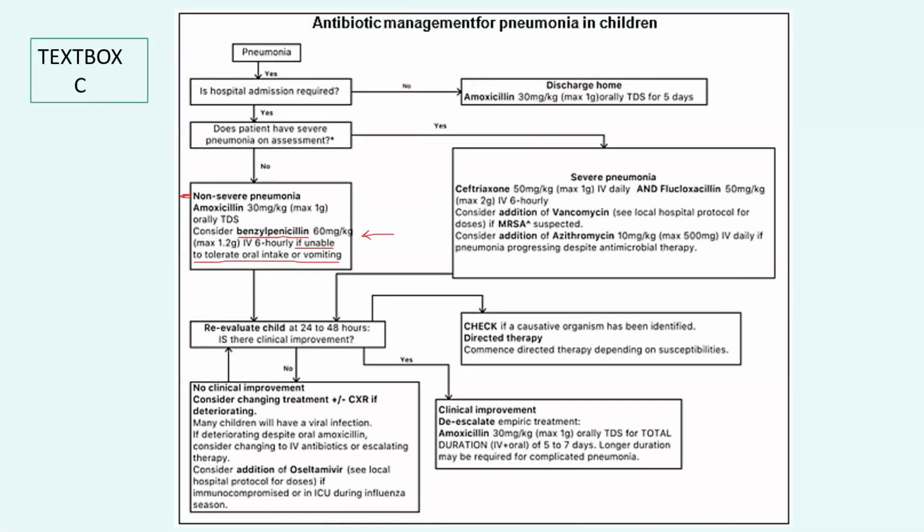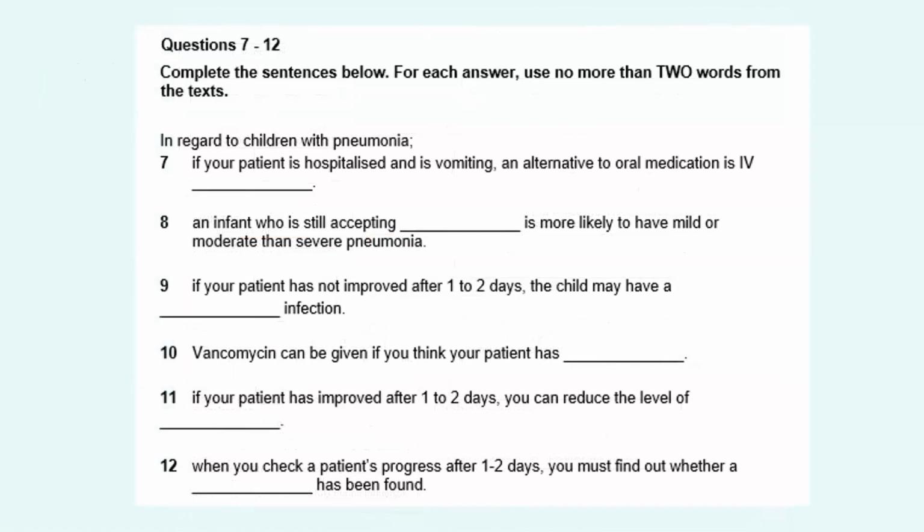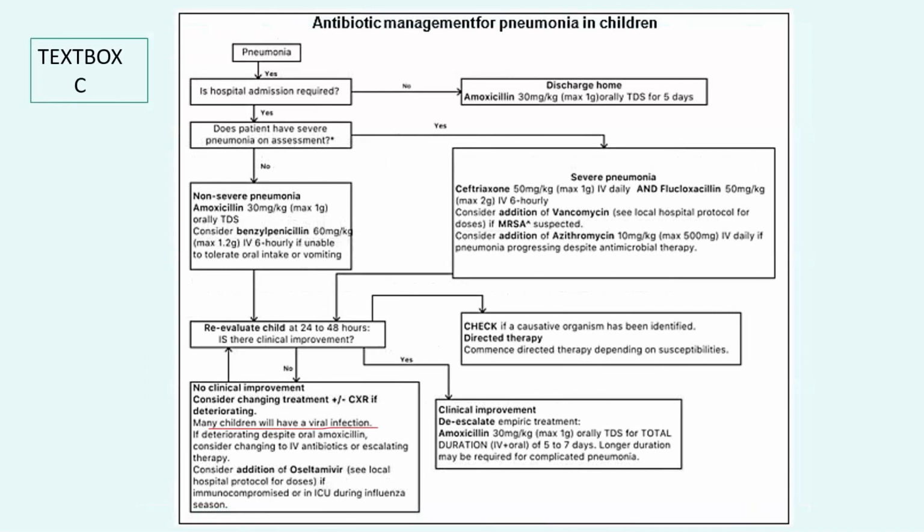Number 9, if your patient is not improved. Whoops, that's not the right one. Wait a minute, we'll wait till the next. Here we go. If the patient is not improved after 1 to 2 days, the child may have what? There it is, bottom of the text box C. Many children have a viral infection.